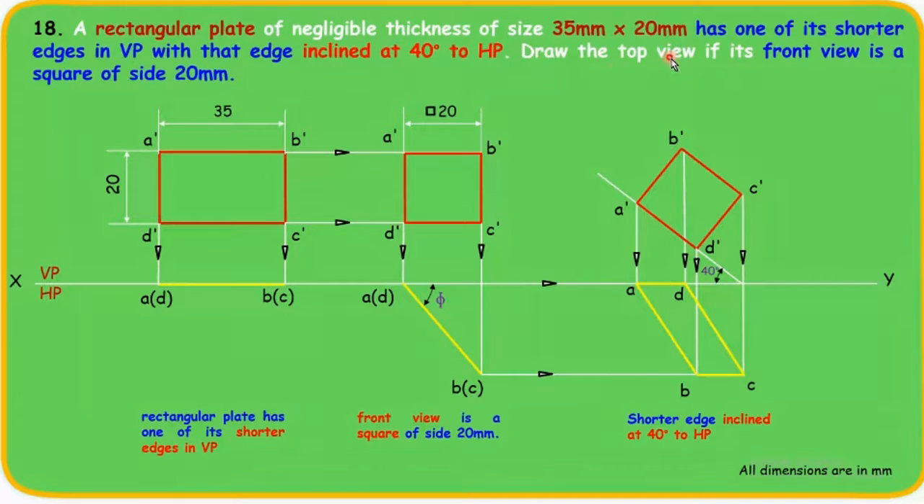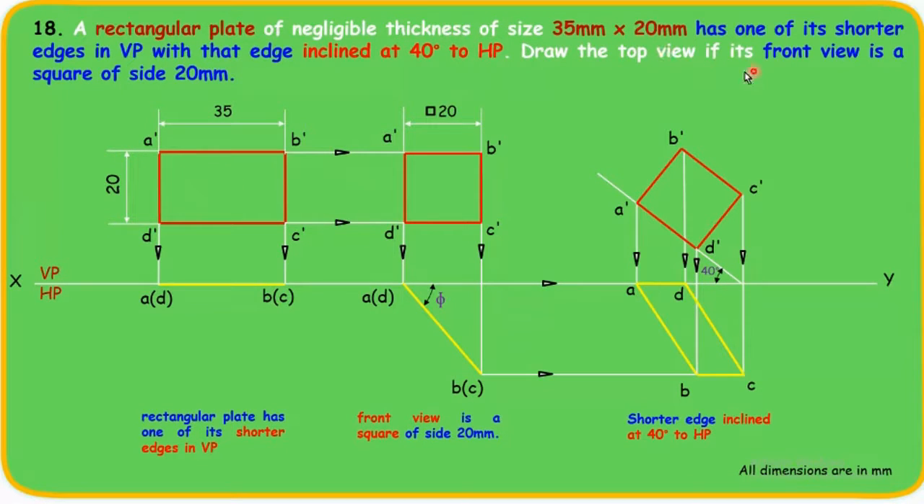So draw the top view if its front view is a square of side 20 mm. They have given you the shape of the front view: a square of sides 20 mm. So first you have to identify where your lamina is resting. How will you identify where your lamina is resting?